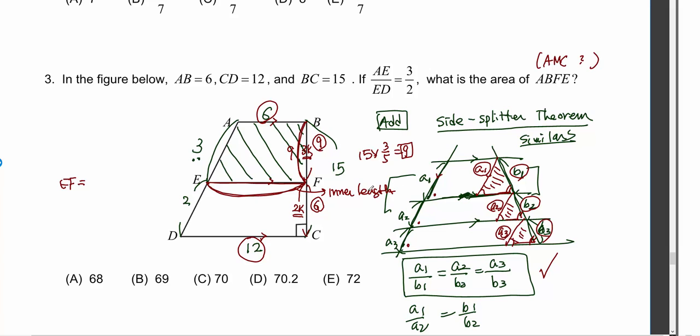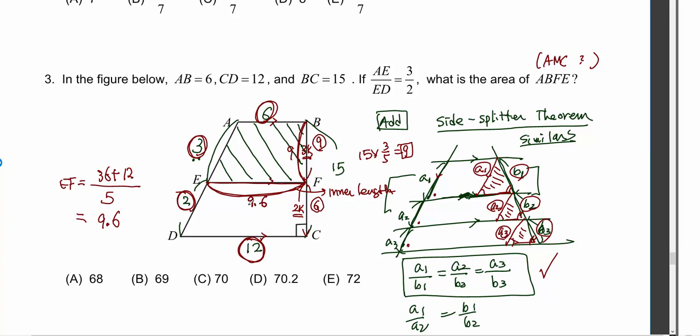Alright? Okay. Now how can you find EF? The sum of the two ratios, 3 to 2, is 5. So 3 times the other side, the length 12, is 36. 2 times the other side, which is 6, is 12. That is 48 over 5, 9.6. That's the height. I don't know, I'm sorry.